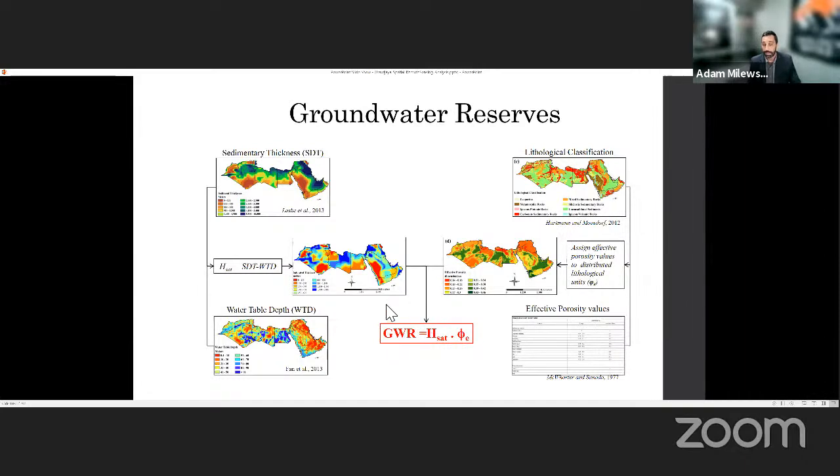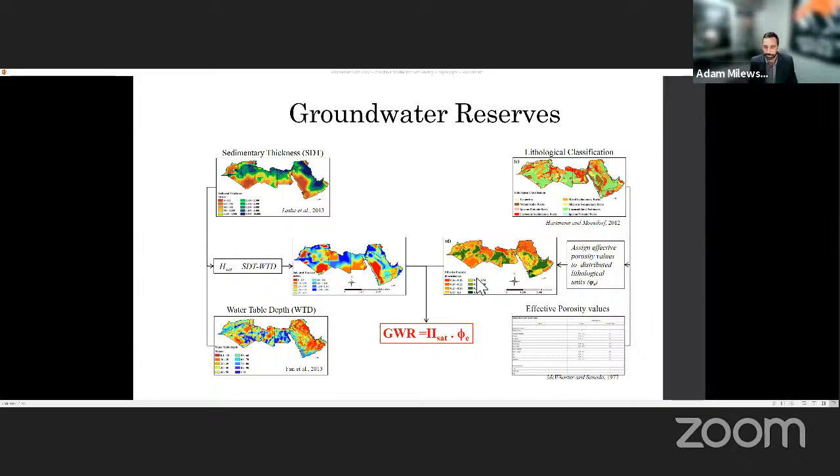Again, this technique can be applied anywhere to get a first order estimate of groundwater reserve. Some of these data sets might be readily available. Some of them you would have to get from a remote sensing approach or some other field data sets. I gave the names of the papers that have global databases for this. For example, the Lask et al. paper has a global database for sediment thickness.